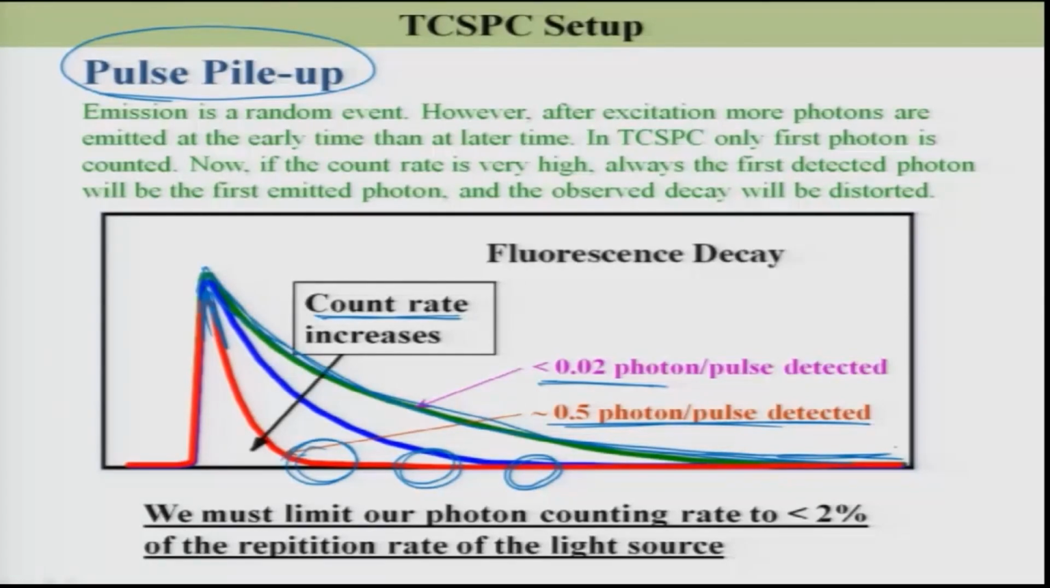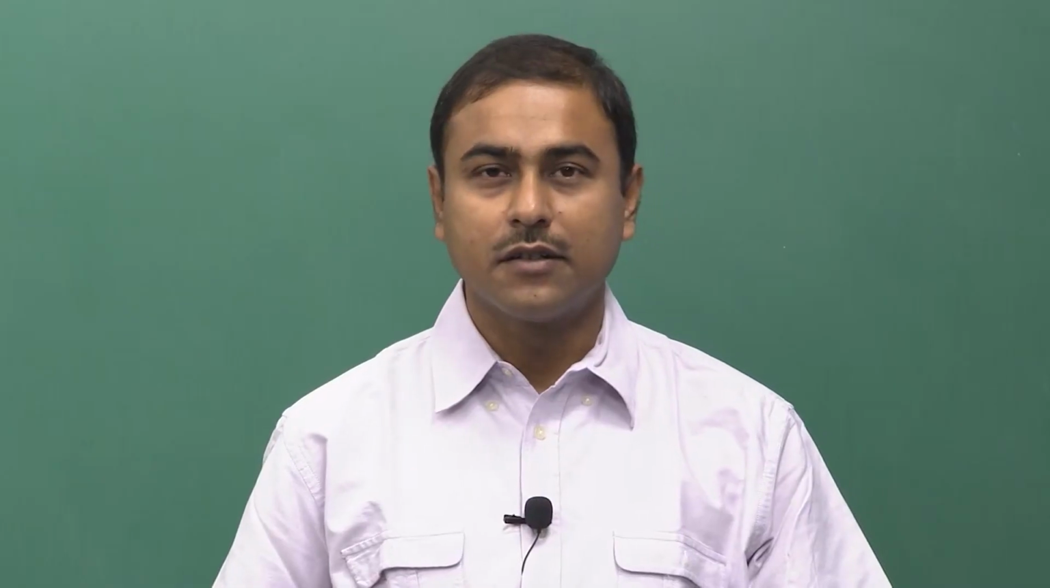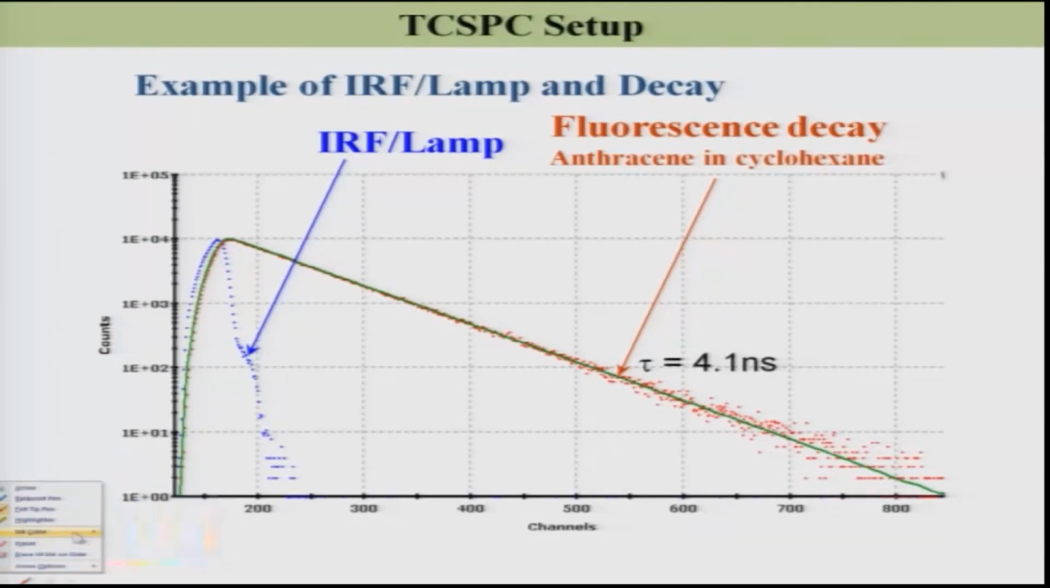Having said this, let me show you the actual measured fluorescence transient, or fluorescence lifetime decay, of a molecule called anthracene in cyclohexane. As you can see here, these red dots are the measured intensity as a function of time.